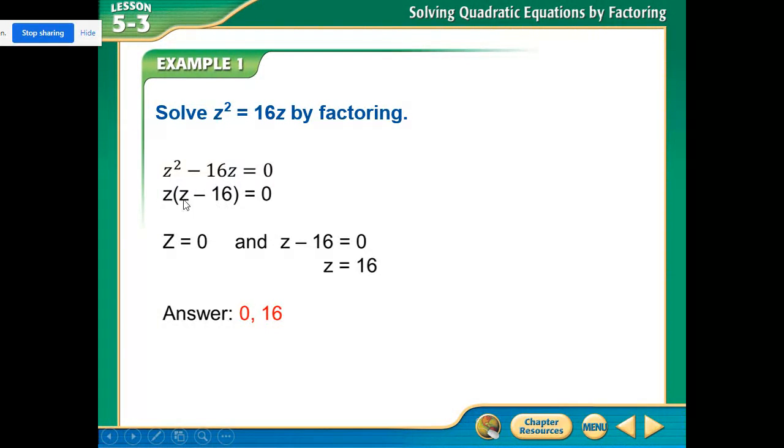So now it is still two things multiplied by each other, so we split it up. So z equals 0, that first number, or z minus 16 equals 0. So we get 0 and 16 for our two different answers.